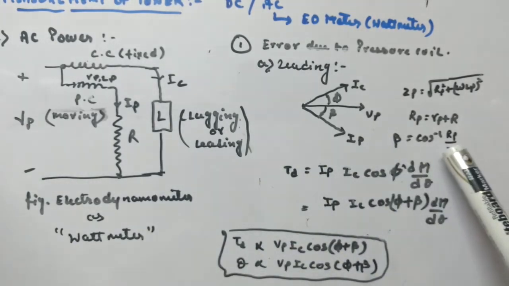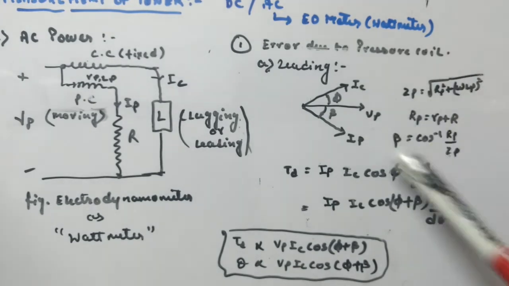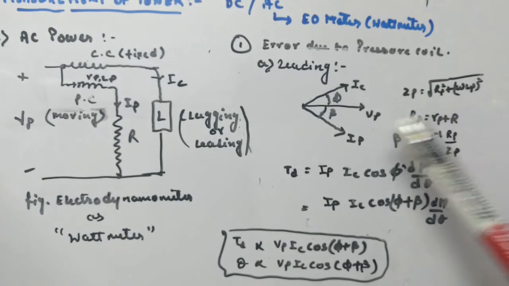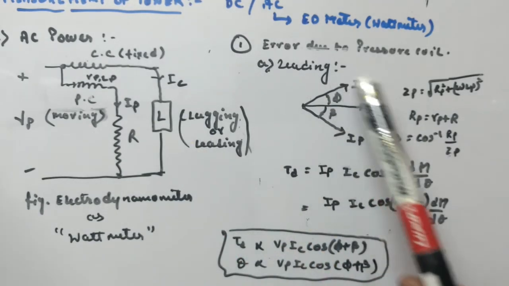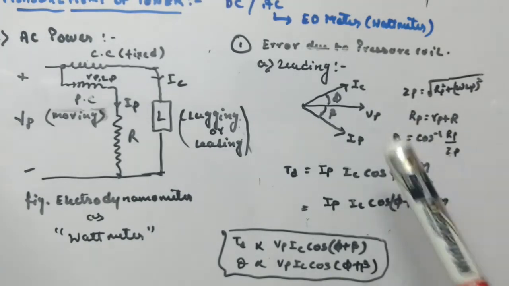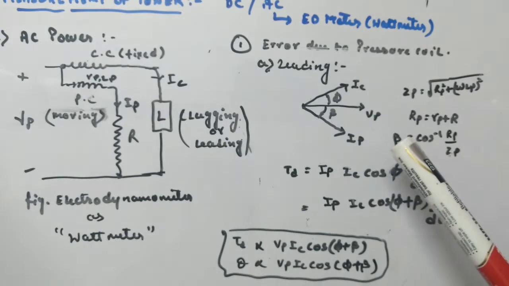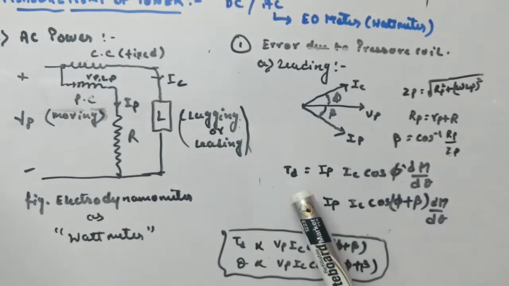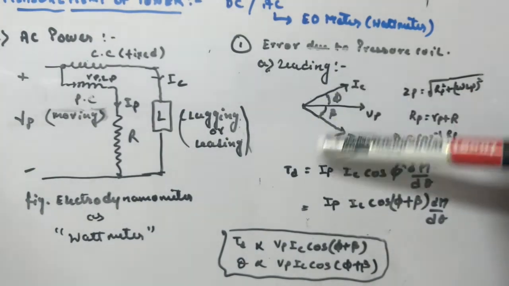Beta will also be cos inverse of Rp divided by Zp, all these things will be the same. The only thing is now your load is leading, that is why your IC is leading Vp by phase phi. So in this case, the phase between IP and IC will be phi plus beta.